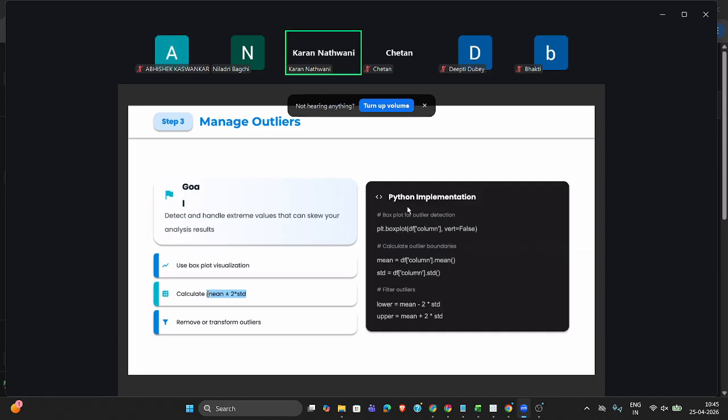Then how do we remove the outlier? We can remove those data which do not come in this range. We can throw them away. This is a filter: lower is mean minus 2 standard deviation, upper is mean plus 2 standard deviation. If any data exists beyond that, consider it an outlier. This is very straightforward.